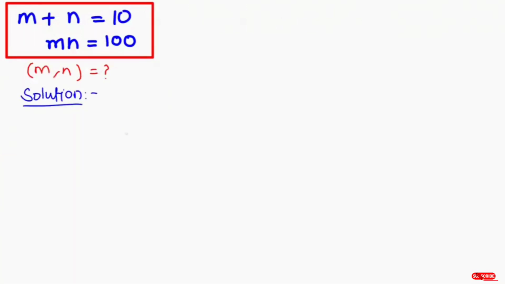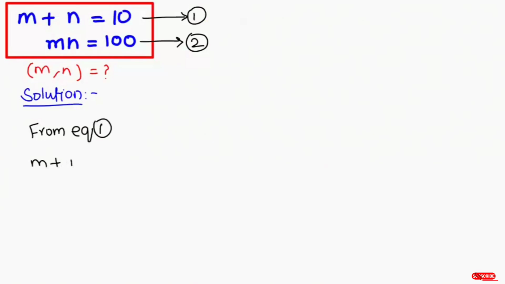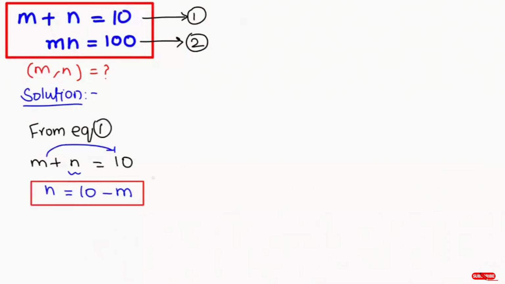In the first step, I am going to name this expression as 1 and this expression as 2. Now I will take equation 1, that is m plus n equals 10. Here I'm going to make n the subject. So n equals 10, and this I'm going to take to the right hand side, so it will turn to negative. I'm going to name this equation as 3.